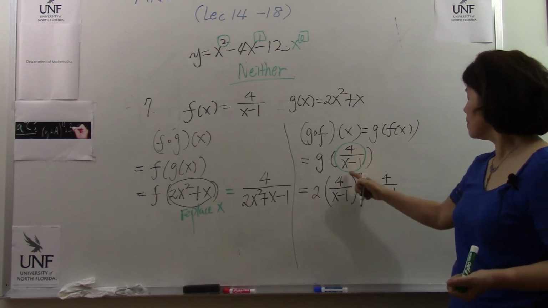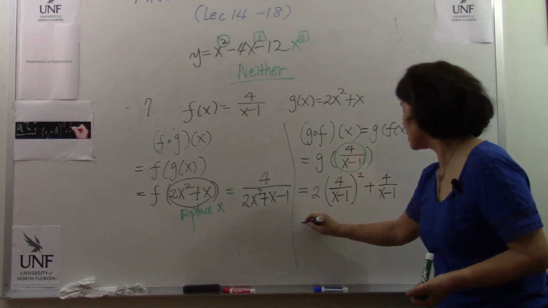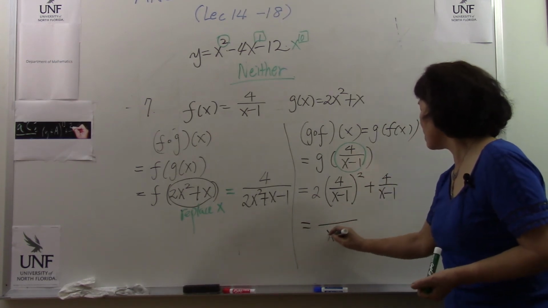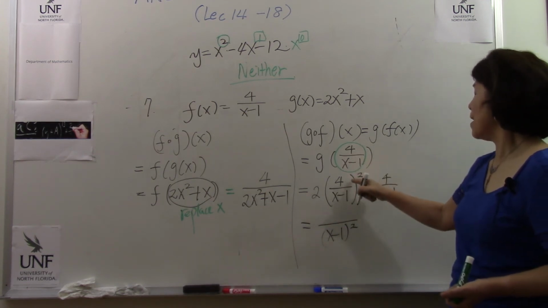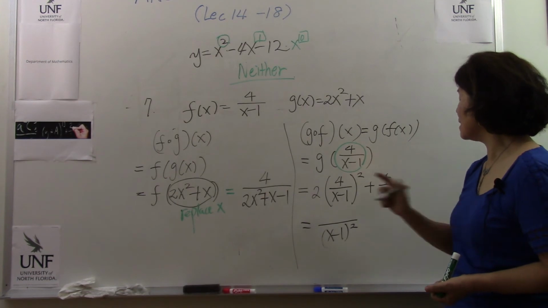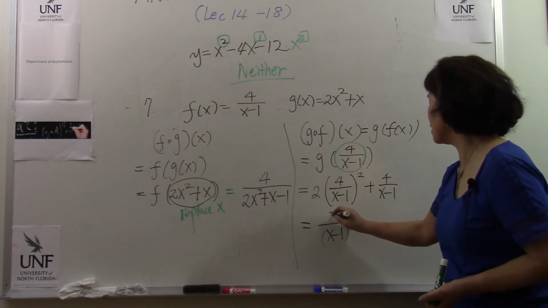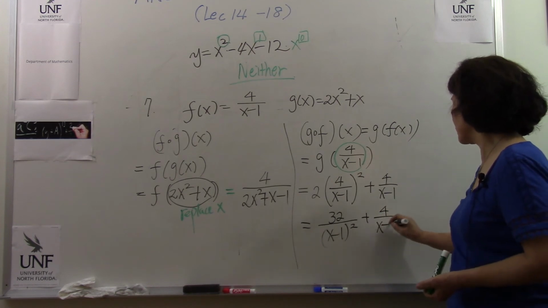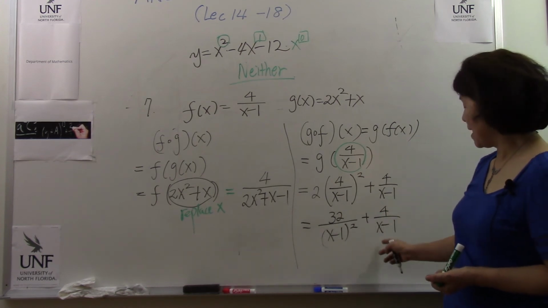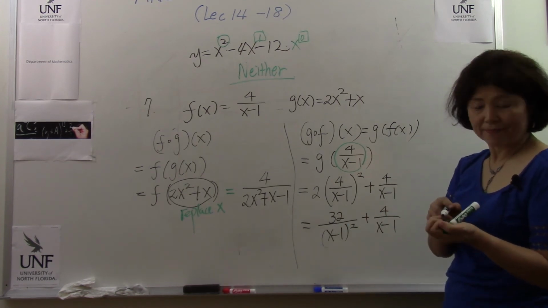So once you remove this parenthesis, see what you have. X minus 1 squared, okay? Upstairs, you have 4 squared is 16. 16 times 2 is 32. Plus 4 over x minus 1. It's good enough. You don't have to combine them together. Okay.